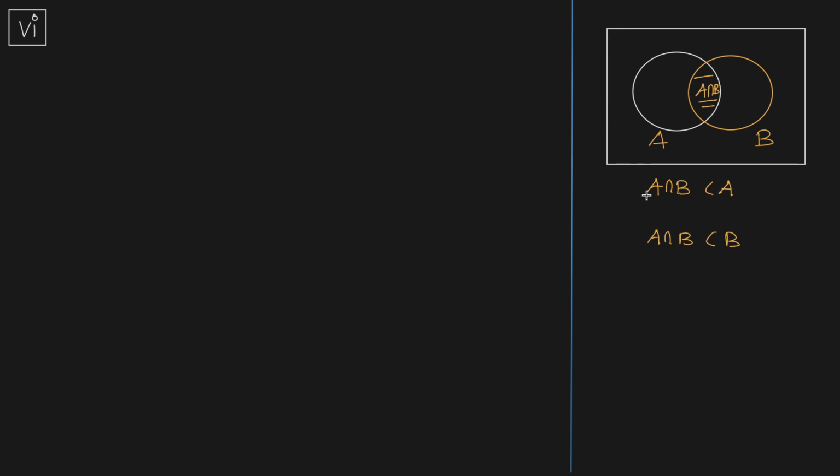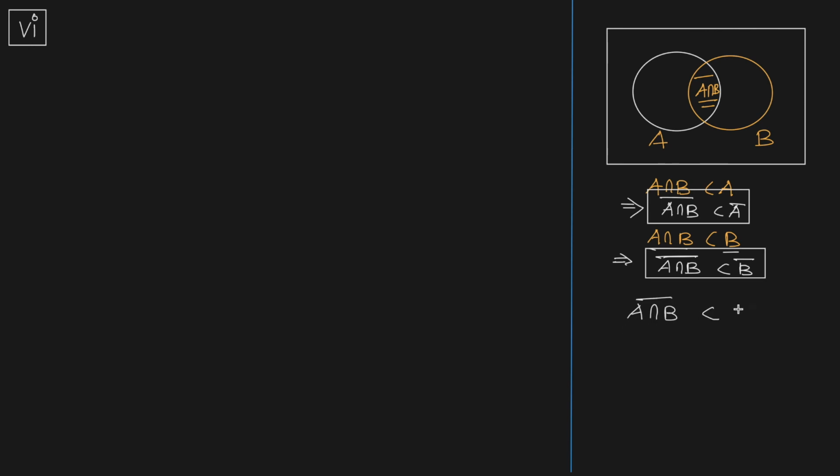Now we know that if A is a subset of B, then A closure is a subset of B closure. So A intersection B closure is a subset of A closure, and A intersection B closure is a subset of B closure. From these two results, what can we say? That is, A intersection B closure is a subset of A closure intersection B closure.